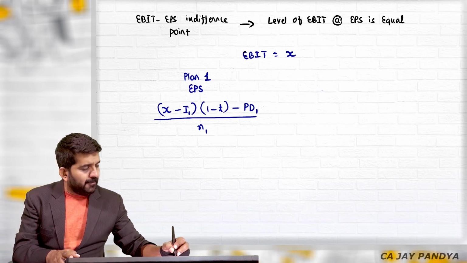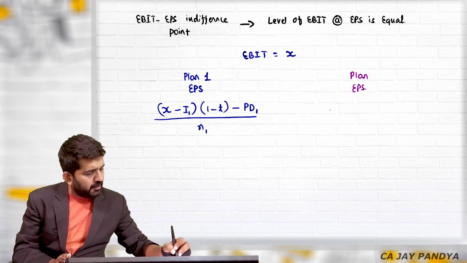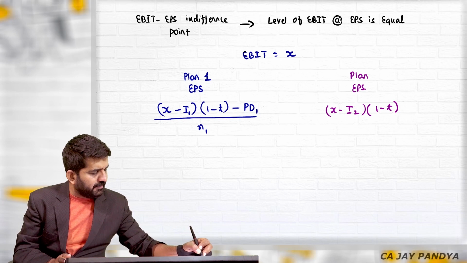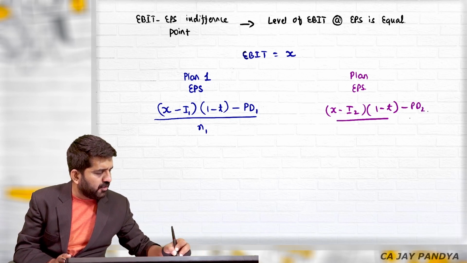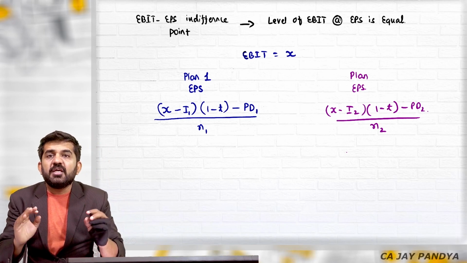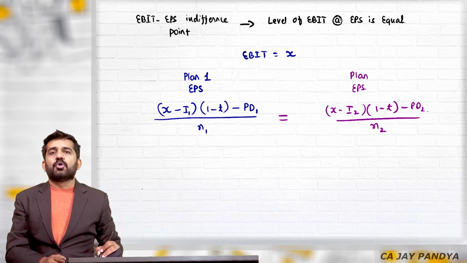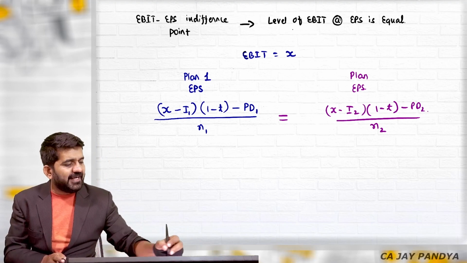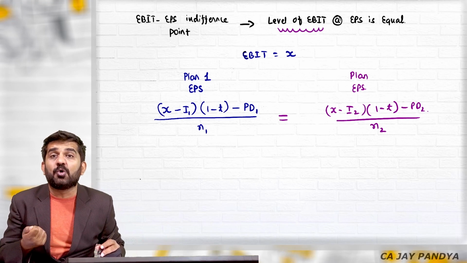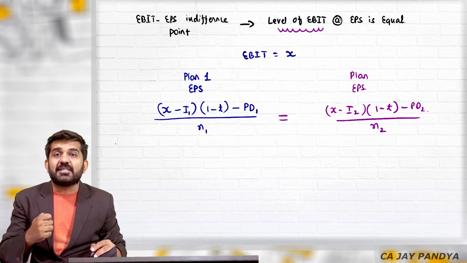And then I compare it with plan 2 EPS. How to find it? Same manner. X minus interest of plan 2, multiplied by 1 minus T, minus preference dividend of plan 2, divided by number of shares of plan 2. What do we want? EPS should be equal under both plans. Equalize both, find X, and you will get the level of EBIT at which EPS is equal under plan 1 and plan 2. So this is the EBIT-EPS indifference point.